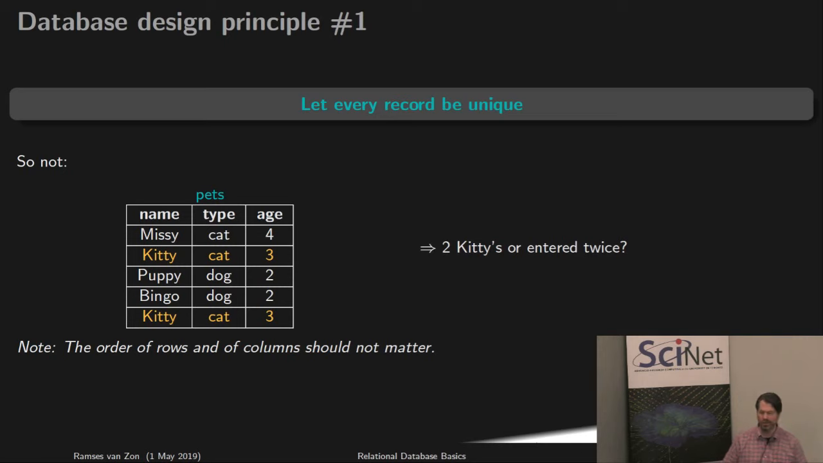Right? When I put it in, I probably knew. But if I am allowed to just put in duplicates, then the database won't warn you saying, oh, you already have Kitty in there. Okay? So we want every record to be unique for that reason. If they were unique, there's only one. But what if there are two kitties that are cats that have age 3? Then how would I enter them and still have a unique row?